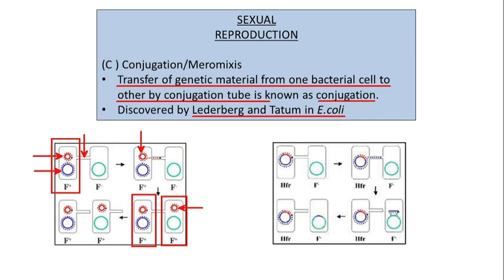Now this conjugation can also take place with another type of bacterial cell which is known as HFR. So this is an HFR. HFR means high frequency recombination. Here we have an F minus cell. F minus means there is no additional plasmid. This is F minus.